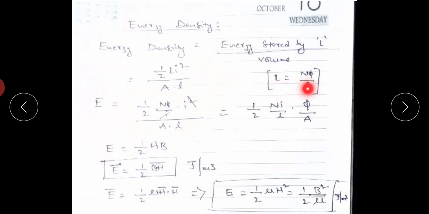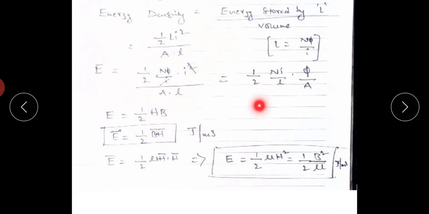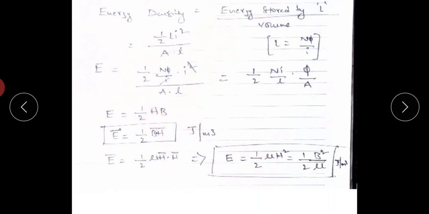So L equals flux linkages by current. Flux linkages equals N into phi, so L equals N phi by I. Substituting, E equals 1 by 2 N phi by I into I square by A into L. So it equals 1 by 2 NI by L into phi by A, or E equals 1 by 2 into H into B, or E bar equals 1 by 2 B bar dot H bar. The energy density is represented by E bar and the units are joules per meter cube.